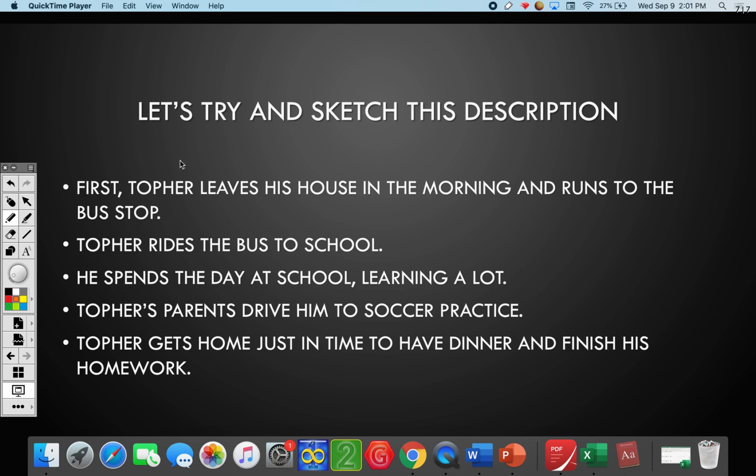So, starts at home, runs to the bus stop, rides the bus, stays at school. Parents pick him up and take him to practice, stays at practice, drives home. It should have looked something like that.